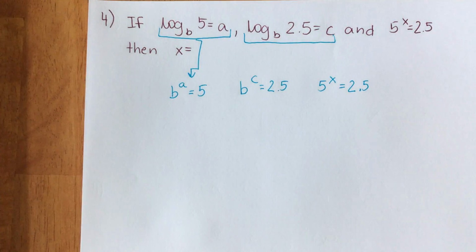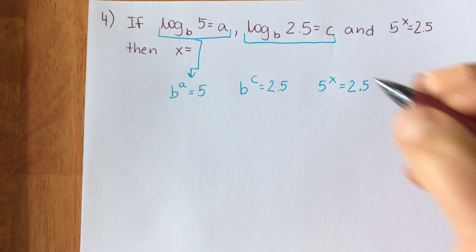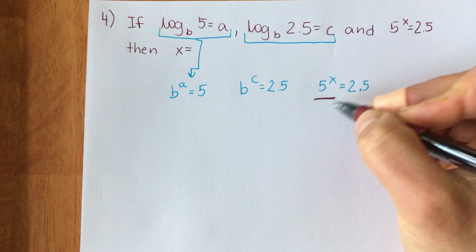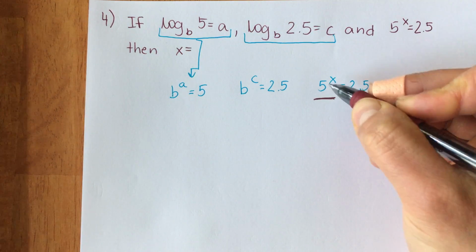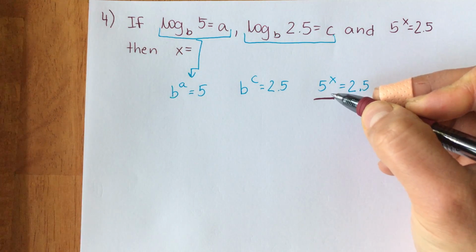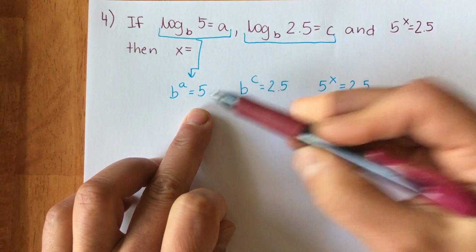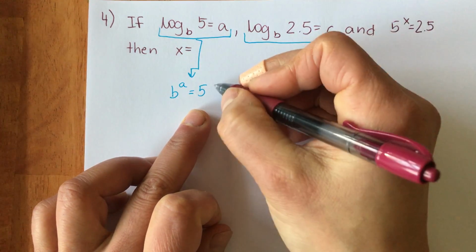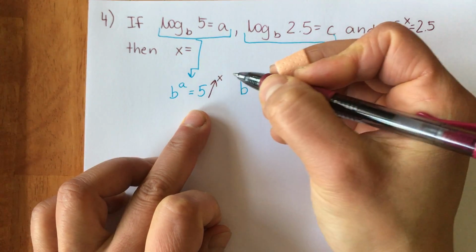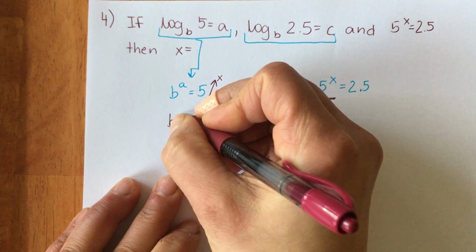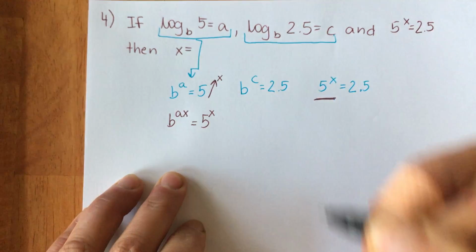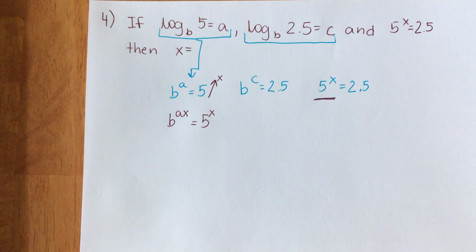All right, now I am looking at this and I know that I need to solve for x, and the only place where I can see x is here. So I need to work with this. However, I also see that there's a 5 here. So I decided to make them similar and hope for the best. With the first equation, I am going to raise it to the x power. So watch this: b to the power of ax is equivalent to 5 to the power of x. Why am I doing this? Well, let's see what happens when I do some more substitution.